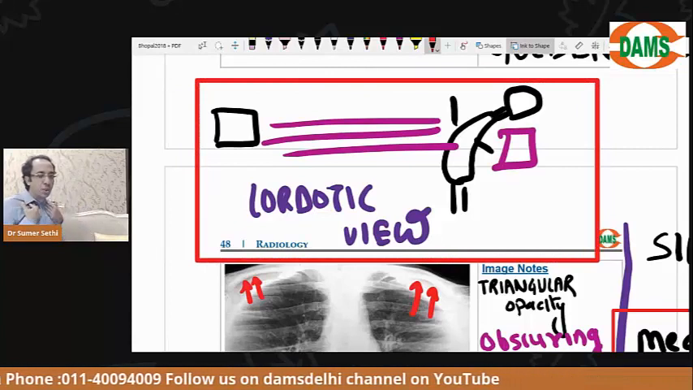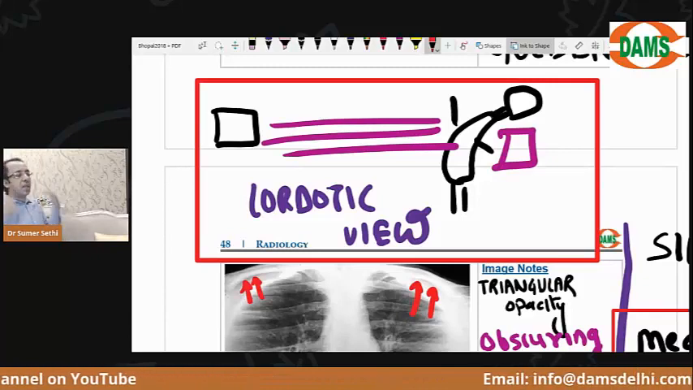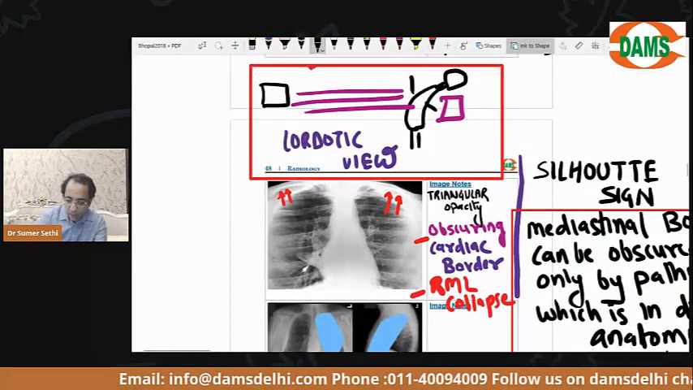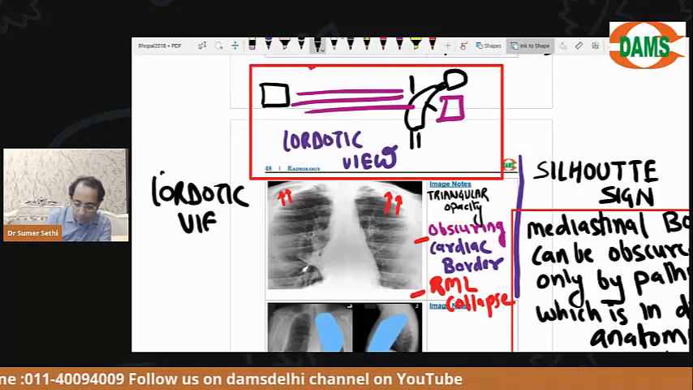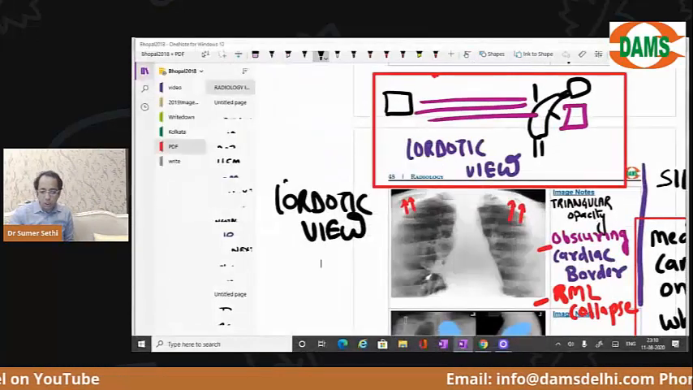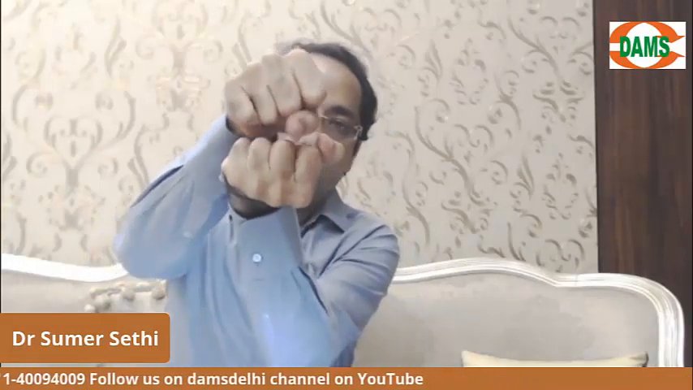If you keep your hands on your clavicle and you make yourself lordotic, you will feel the clavicle going up. So actually, the X-ray that we are looking at is a lordotic view. Why do we need a lordotic view? Listen to me, everybody. Suppose this is your lower lobe. This is your upper lobe. What is hidden between the two lobes? It is the middle lobe, which is hidden between the upper and the lower lobe.